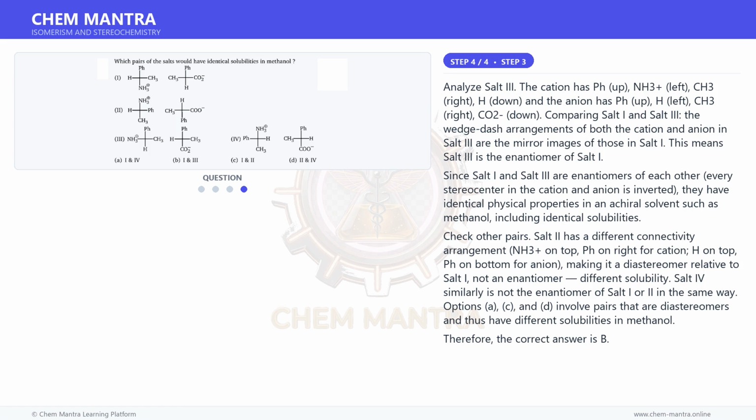Check other pairs. Salt 2 has a different arrangement, NH3+ on top, Ph on right for the cation, H on top, Ph on bottom for the anion, making it a diastereomer relative to salt 1, not an enantiomer, so it has a different solubility. Salt 4 similarly is not the enantiomer of salt 1 or 2 in the same way. Options A, C, and D involve pairs that are diastereomers and thus have different solubilities in methanol.